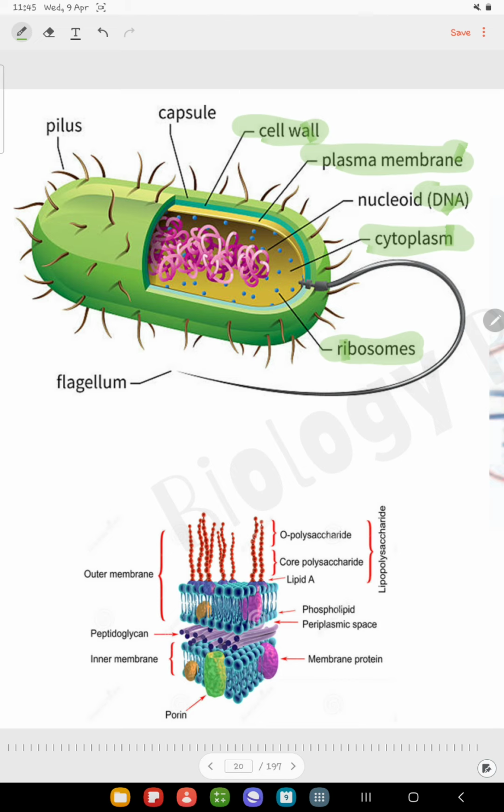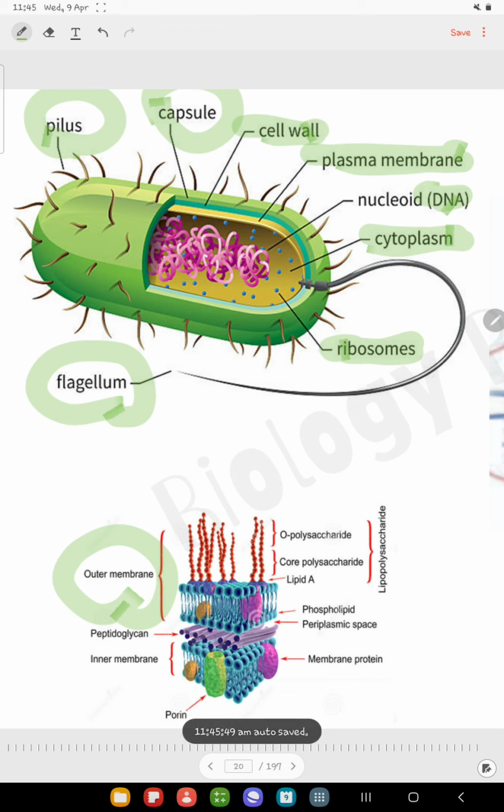Sometimes we have other extra structures like capsule, pili or pilus, flagella, and outer membrane. These extra structures, some bacteria have while other bacteria don't have.